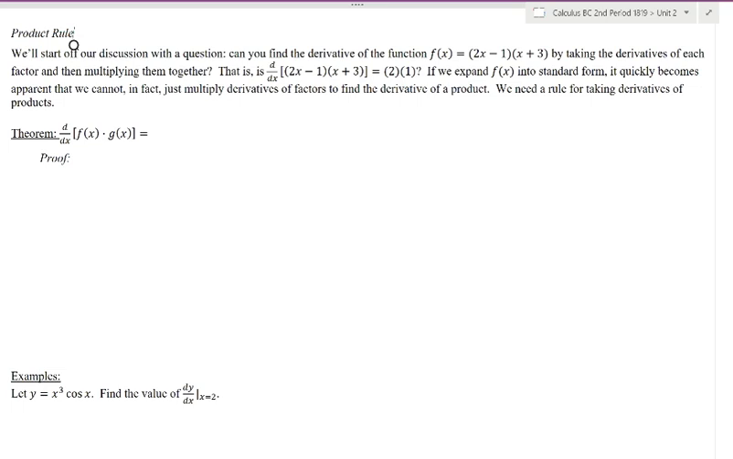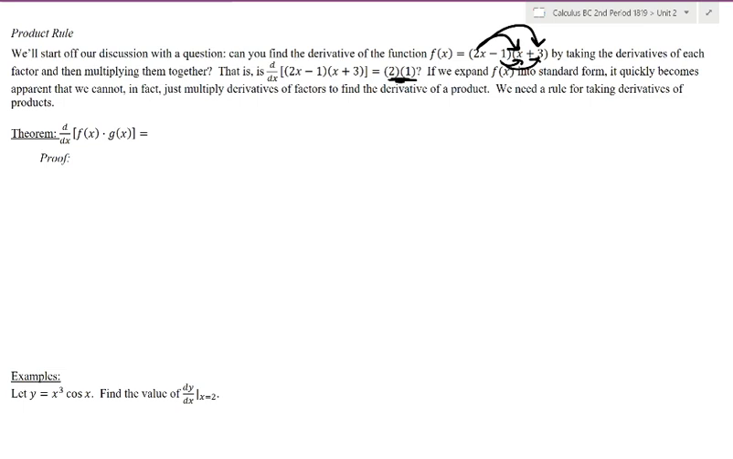Okay, so the opening question is, can you take the derivative of the function defined by the product of these two factors, the 2x minus 1 and the x plus 3, by taking the derivatives of each of them and then just multiplying them together? If you start to distribute this, you'll have 2x squared, 5x, and something else. So we're looking at something with 4x and some other number, which is certainly not the same as 2. So we're going to need some special rule to take the derivative of a product.